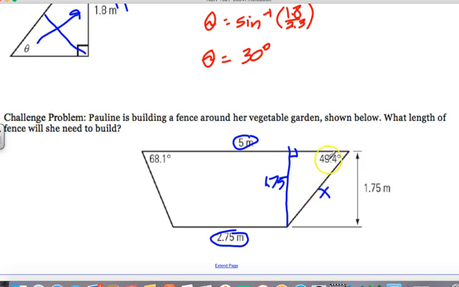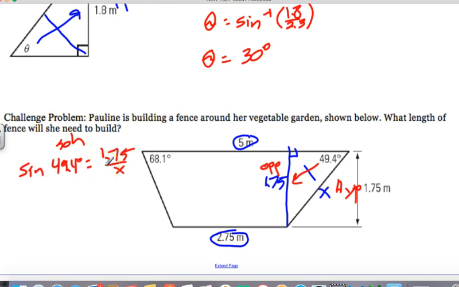Well, which trig function should we use? Well, x is our hypotenuse, and 1.75 is the opposite side from our angle. So which trig function uses opposite and hypotenuse? You guys should know from SOHCAHTOA, opposite and hypotenuse are with the sine. So we'll do the sine of the angle measure, 49.4 degrees, equals opposite 1.75 over x.